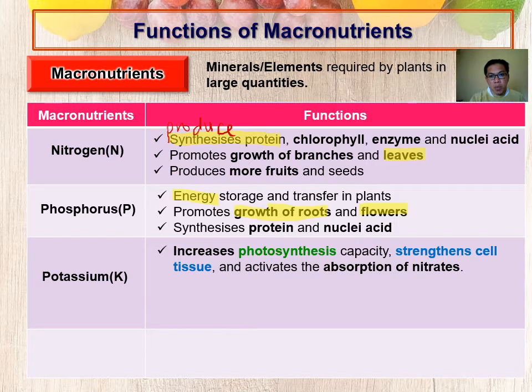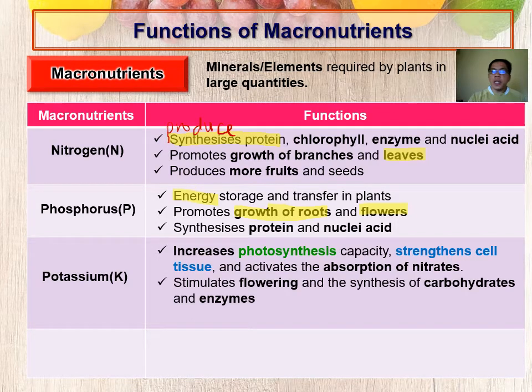Why is it important for plants to absorb nitrates? Because inside the nitrate itself consists nitrogen. Kerana dalam nitrate itu terkandung elemen ataupun unsur nitrogen. And we know nitrogen is important to produce, to make protein.